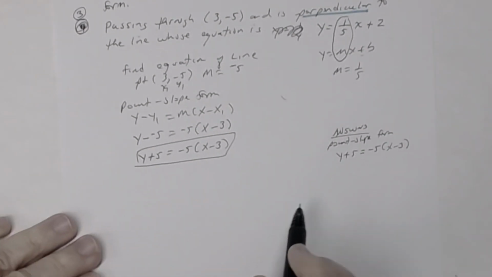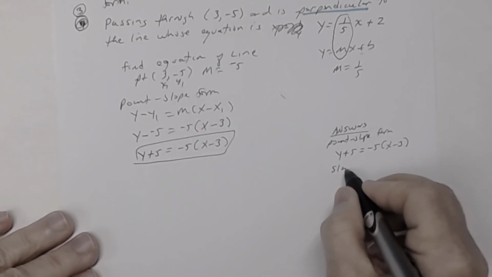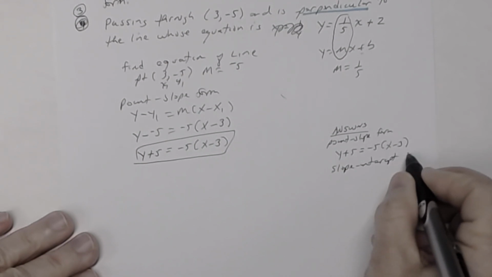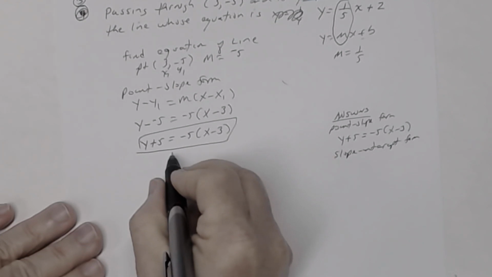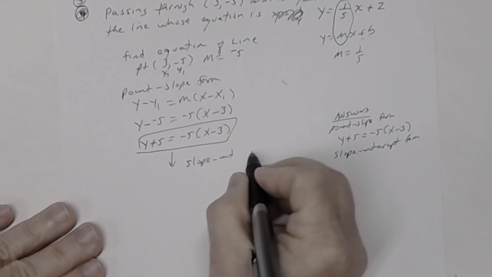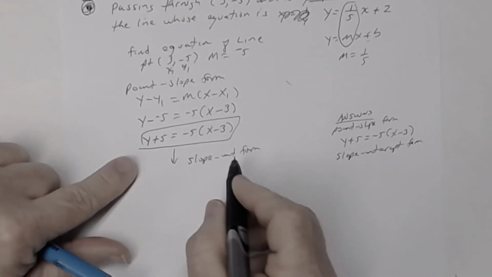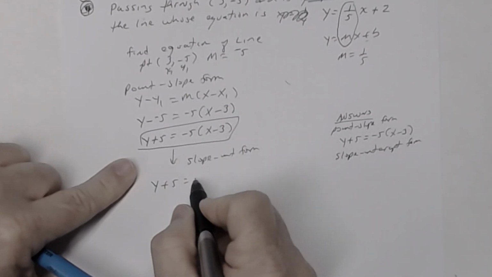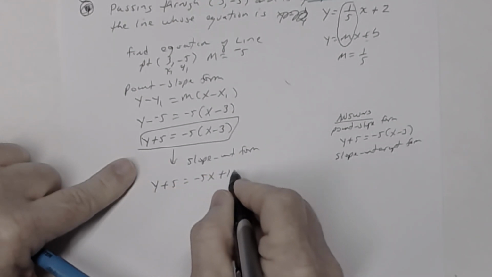Okay, now you also want to write the equation of the line in slope-intercept form. All that is, is taking point-slope form and transforming it into slope-intercept form, meaning you get y by itself. All right, let's do that. First of all, we distribute the negative 5. So I get y plus 5 equals negative 5 times x, which is negative 5x. Negative 5 times negative 3 is a positive 15.